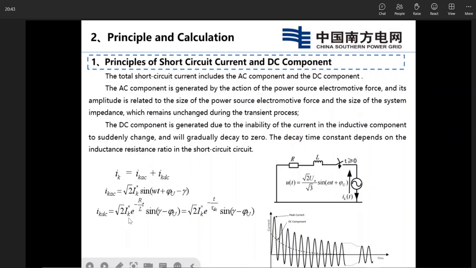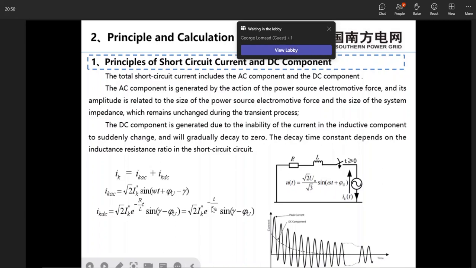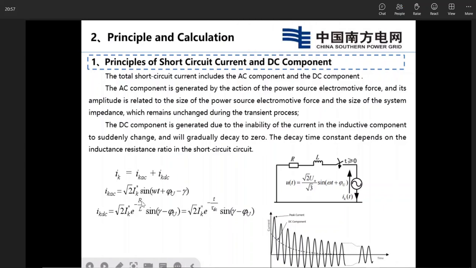For the DC part, the IK we solved. Then the only unknown variable is tau DC. Tau DC is L divided by R. We call this the decay time constant. It describes how fast the DC component, the DC current, drops.